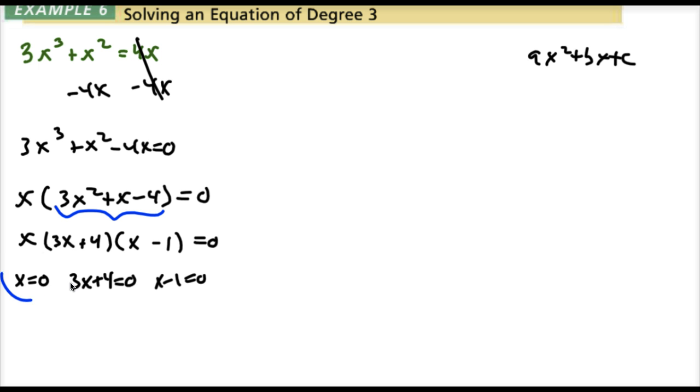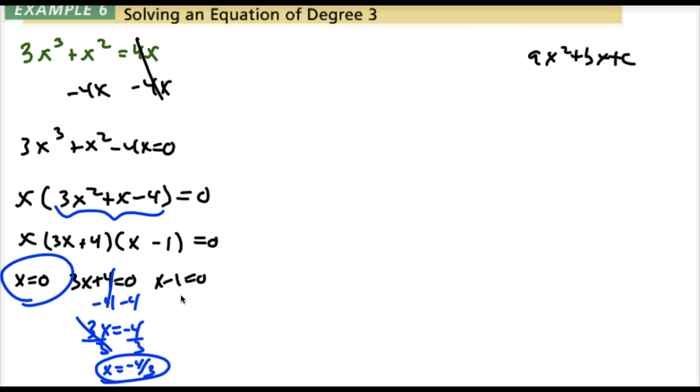So we have our first one right here, x equals 0. That's already solved for us. And then right here, we want to solve for x. I'm going to subtract 4 from both sides, so we have 3x equals negative 4. Divide both sides by 3, so x equals negative 4/3. And then over here, I'm going to add 1, so x equals 1. And those are our three answers, 1, 2, 3.